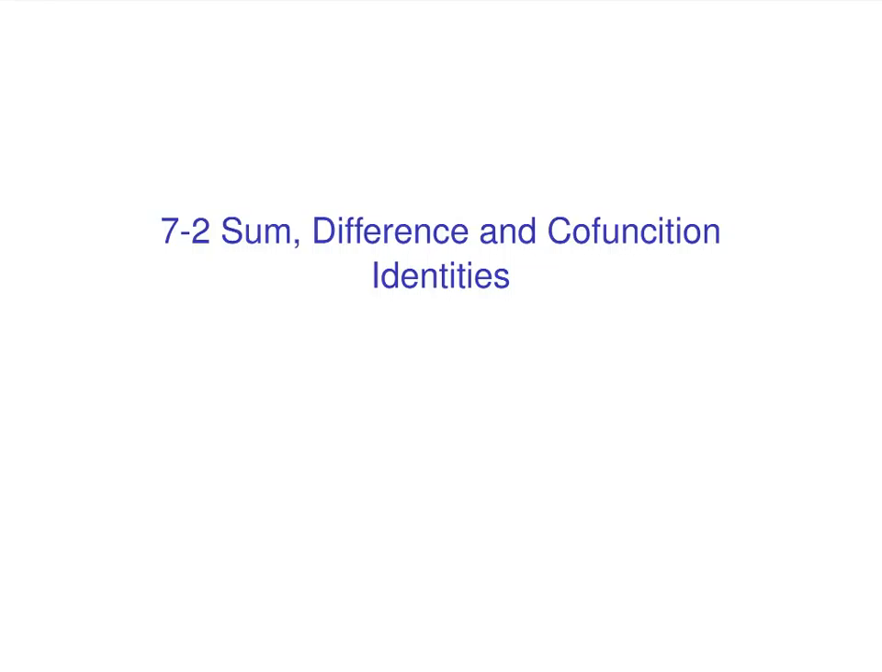Hopefully I'll make no typos in the sheet. Okay, so these are called the sum, difference, and co-function identities.